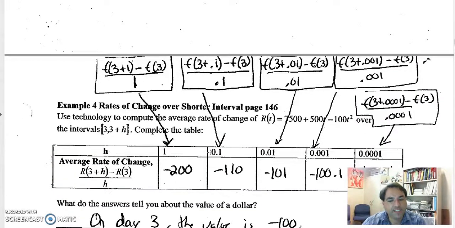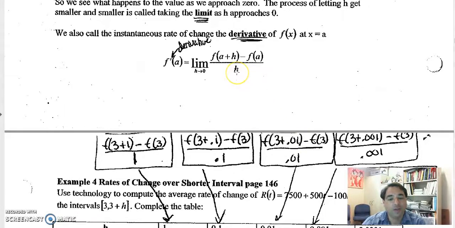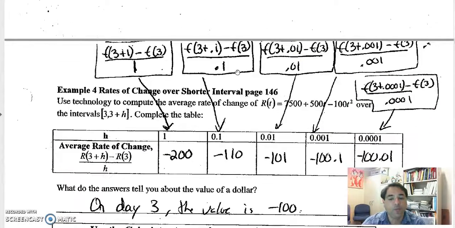So we're going to use technology to find out what happens on day 3. Now remember, on day 3, h would be 0, but if I plug in 0, our function would be undefined. So what we're going to do is plug in h values getting closer and closer to 0. So you notice h is 1, then it's 0.1, then 0.01, then 0.001, then 0.00001, getting closer and closer to 0. So let's see what it approaches.